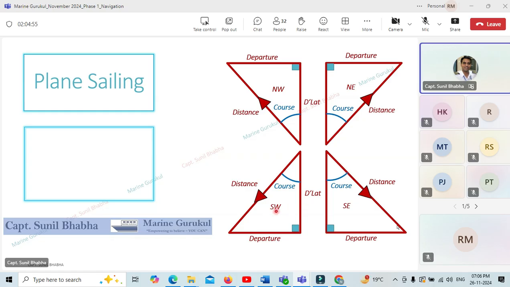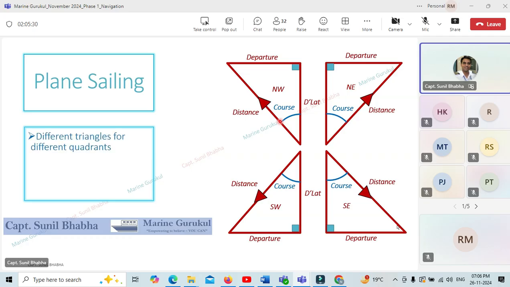If the ship is moving in the southwesterly direction, we use this particular triangle. Initial position is here, final position is here. Vessel is moving in the southwesterly direction. This is the course angle, the quadrantal course, south so many degrees west. If the vessel is moving in the northwesterly direction, we use this particular triangle. You can see the ship is moving in the northwesterly direction. This angle is the course angle, quadrantal course, north so many degrees west.